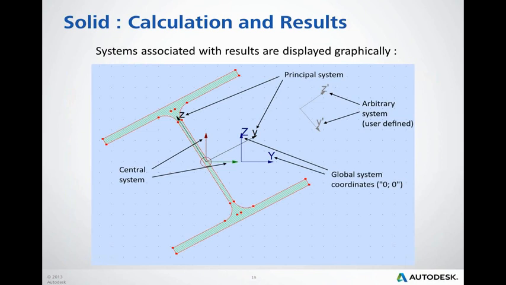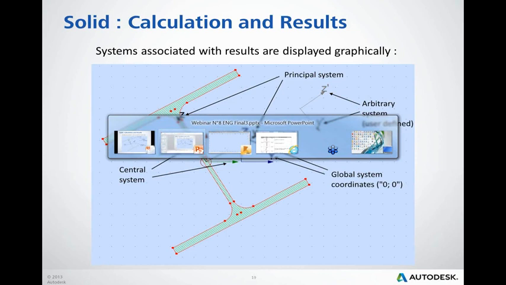Here we can see a screenshot with explanations of all system indicators which can be displayed in the section definition module after calculations. So as you can see, there is a principal system indicated, arbitrary, global, and central system. Let's look at a small example of a solid section in Robot.